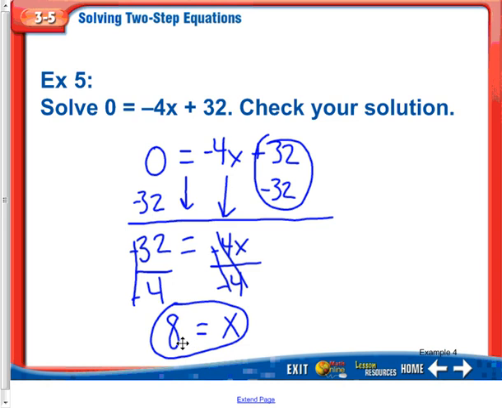So I can check that answer up here. Negative 4 times 8 is negative 32, and I know that negative 32, if I owe 32 and I have 32, really I don't have anything at all.